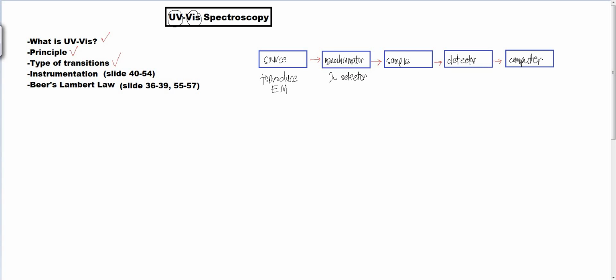Nama dia pun mono, so that means it will choose the best wavelength that can be absorbed by the sample. Okay, jadi sebenarnya selalunya kita akan ada, we call it as a beam separator, to select the best wavelength that can fit with our sample lah, molecule in our sample lah.